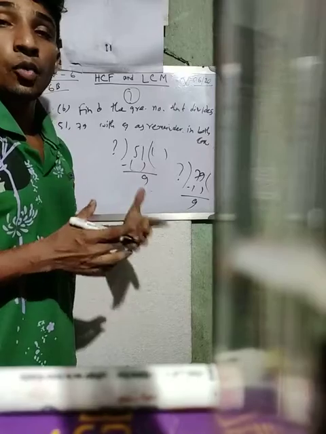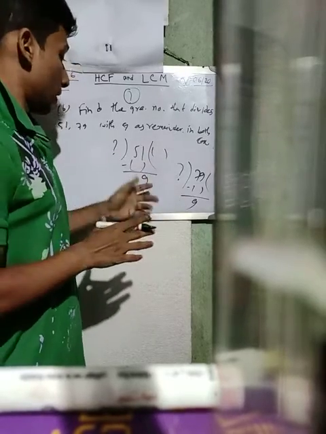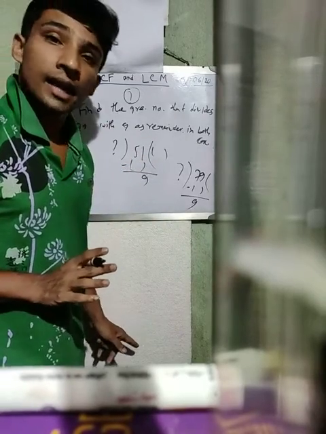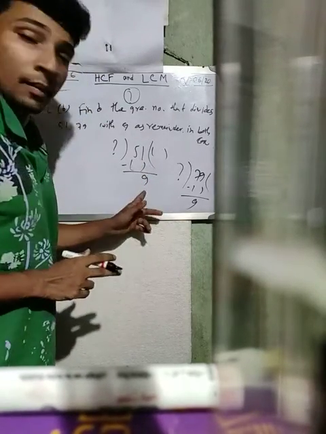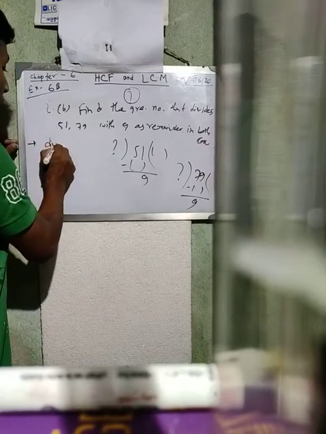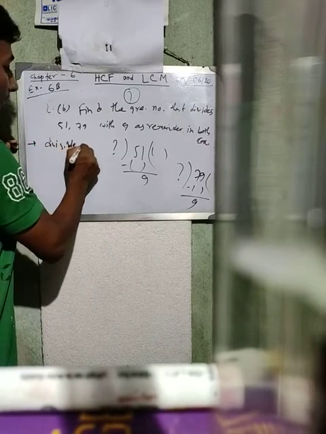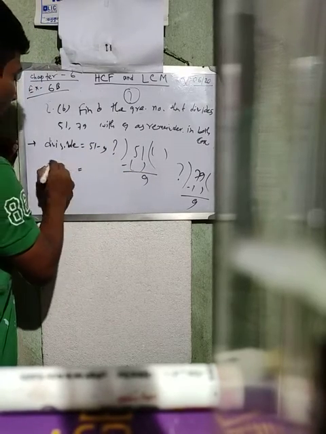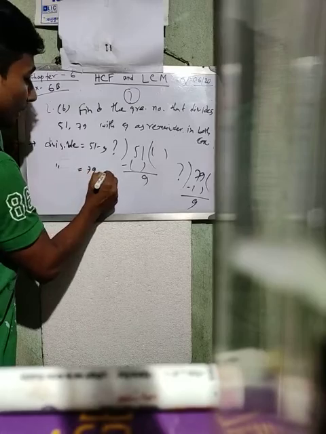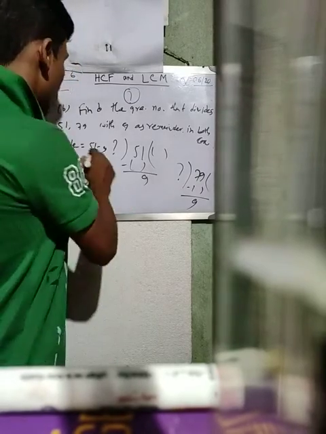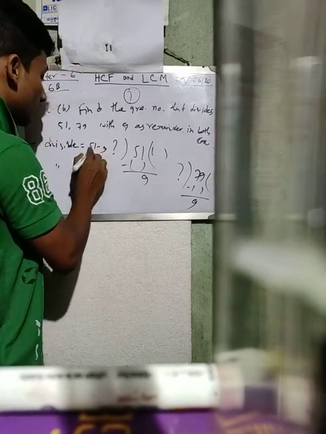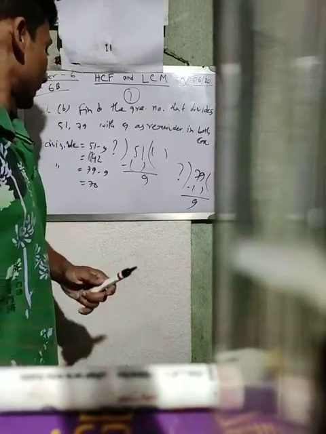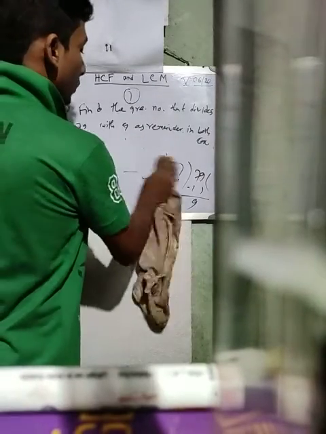If we want the divisible number, we have to subtract this remainder from the dividend. Clear? Here 51 is the dividend and this is the remainder. So what is the divisible number? The divisible numbers are 51 minus 9 and 79 minus 9. So the divisible numbers are 42 and 70. Clear?